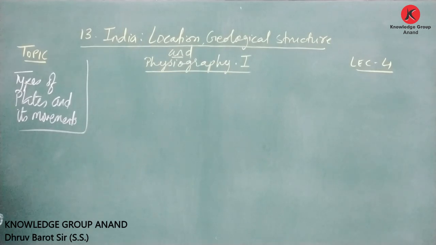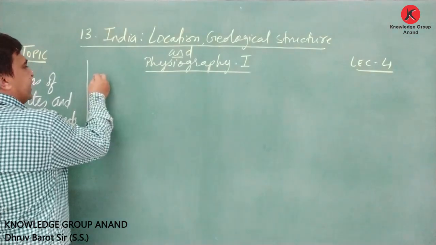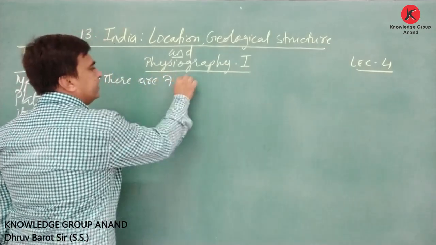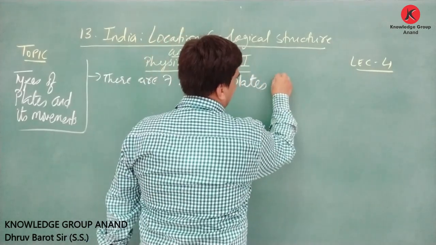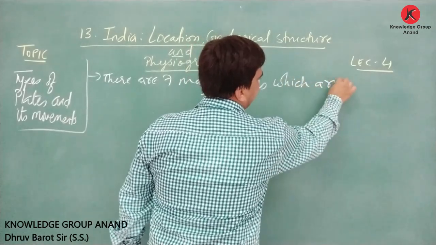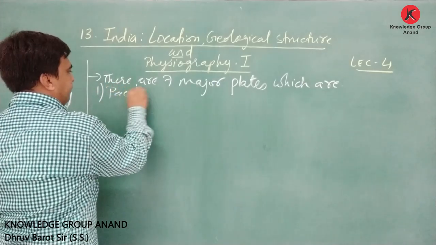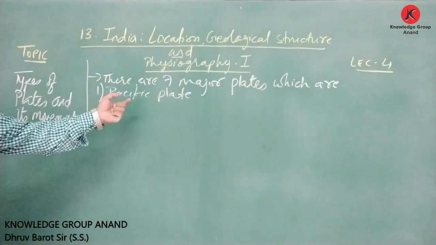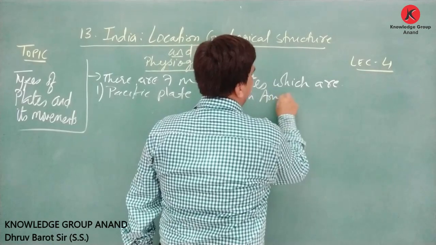If we talk about the different types of plates, as we discussed in the previous lecture, there are 7 major plates, which are: number 1, the Pacific plate. Number 2, the North American plate.